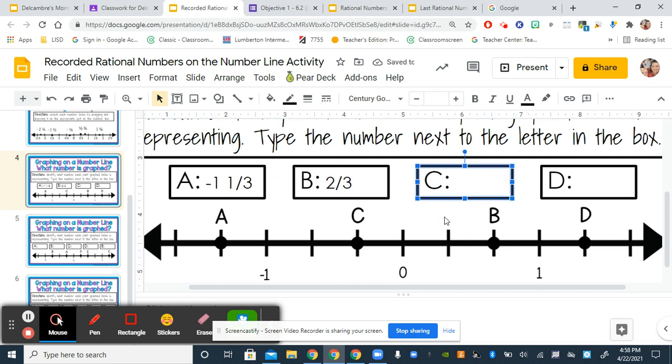All right, C again is between 0 and -1, but it's on the first tick mark to the left of 0. So this would be -1/3. And finally, the last one you have is D, which is 1 tick mark away from 1. So this would be 1 and 1/3.